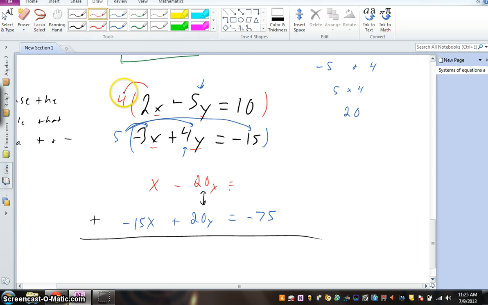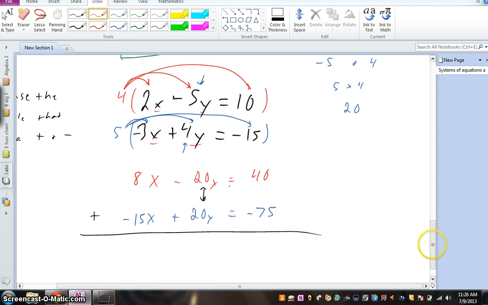Now let's do the second equation. I double checked this one too. I'm going to distribute everything to give us 8x. Again, gives us negative 20y, and then is going to give us 40. Okay. Now again, the whole goal here is to cancel a variable out, which is what we've accomplished.